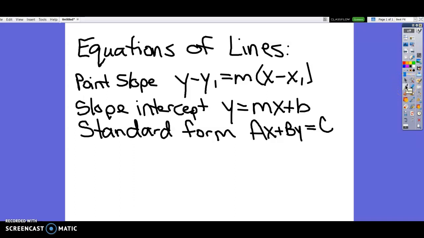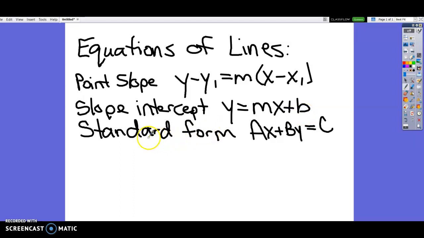You've got point-slope form. That means you're given a point and a slope. So you would fill in your x1 and y1 from your point, and your m is your slope. That is called point-slope form. That's an equation of a line. We're talking about linear equations here. And then slope-intercept form, which is on your other paper there. This is the one we commonly see, y equals mx plus b, where m is your slope and b is your y-intercept. And then standard form.